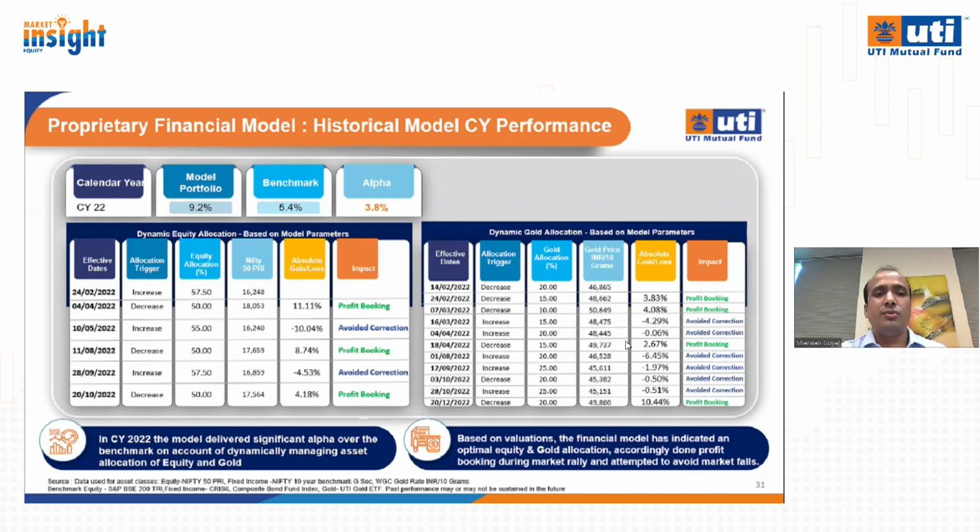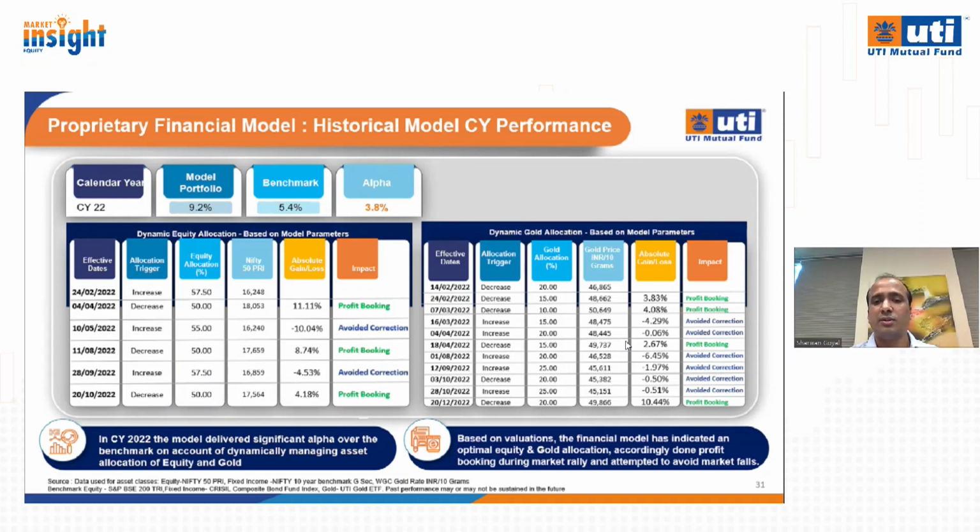CY22 was a sideways market, which means the market has broadly remained flattish, delivering just about 5-6% return. But there was a lot of movement in the market, and the model has beautifully captured those movements. So that's why the model has generated better returns as compared to the benchmark.